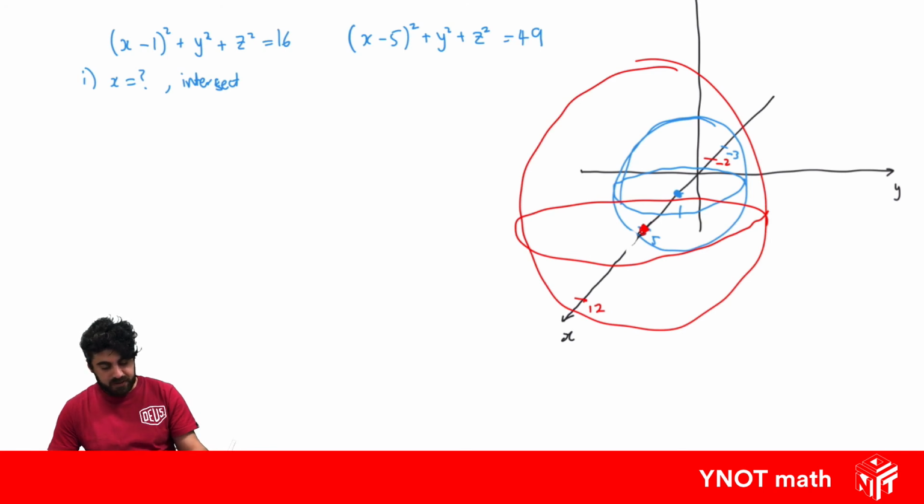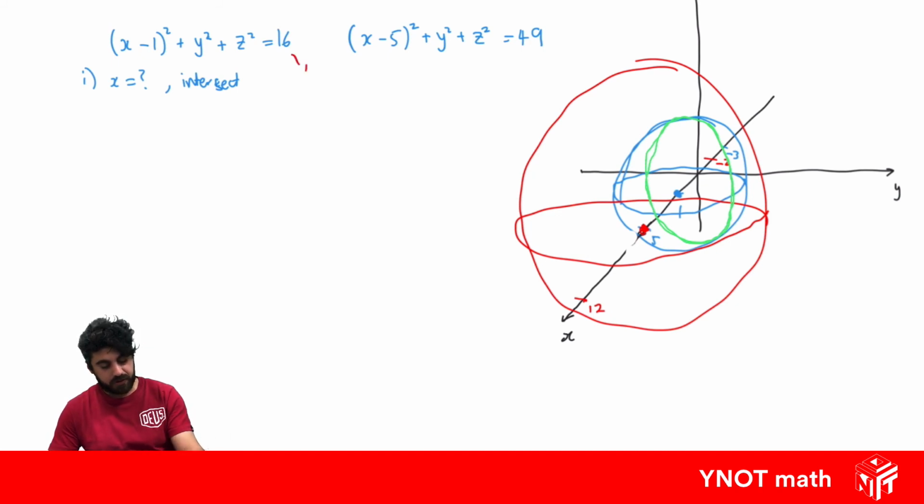Now it's kind of difficult to see, but these spheres are going to intersect with each other in a vertical looking circle shape, somewhere about there. By solving these equations simultaneously, we're going to get a bit more information on what's going on. So in order to get this curve of intersection, we need to solve these simultaneously.